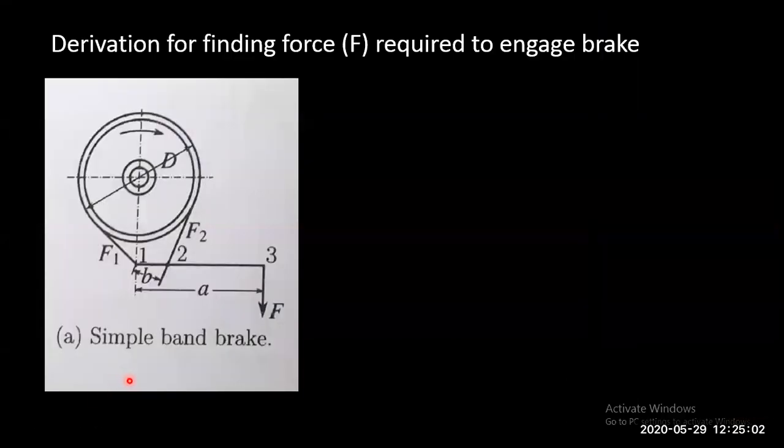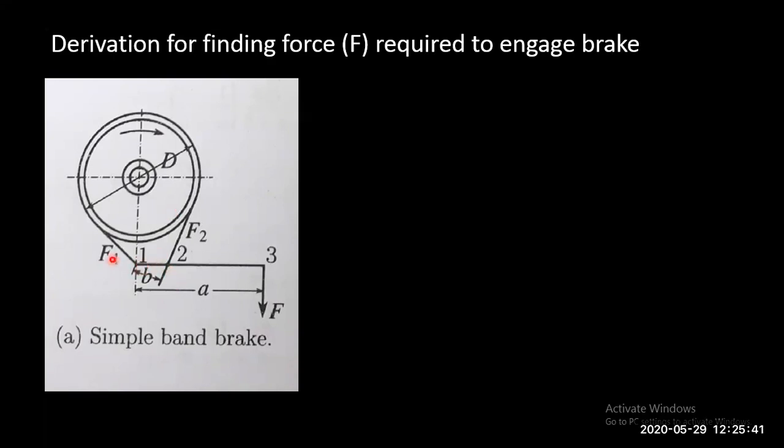So we're taking this particular figure here, with forces F1, F2. First, we'll derive the force required to engage the brake, or braking force. So we'll start off with this figure. There is a small mistake here: this b is not inclined like this. It is just the linear distance between these two portions. You can assume this to be infinitesimally small, and this distance b is linear.